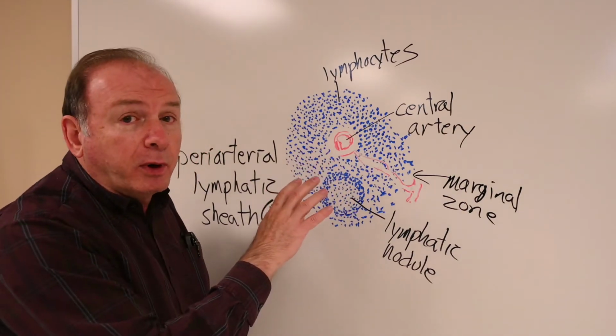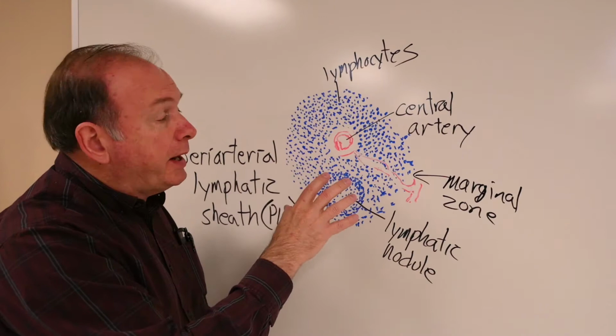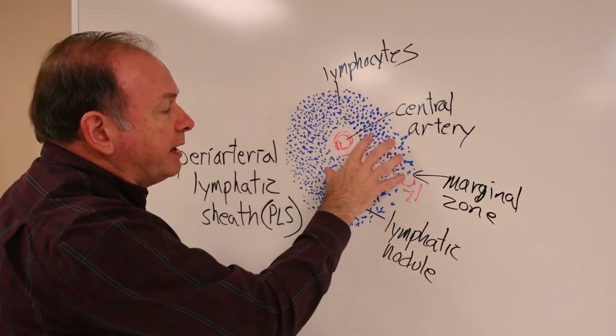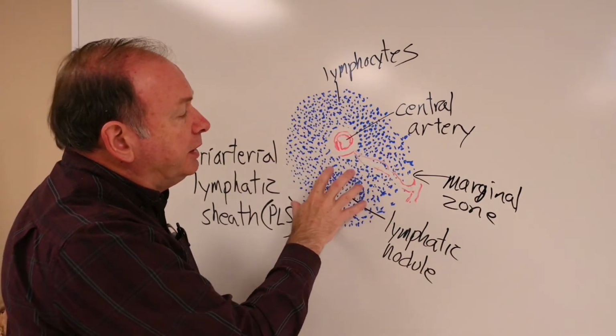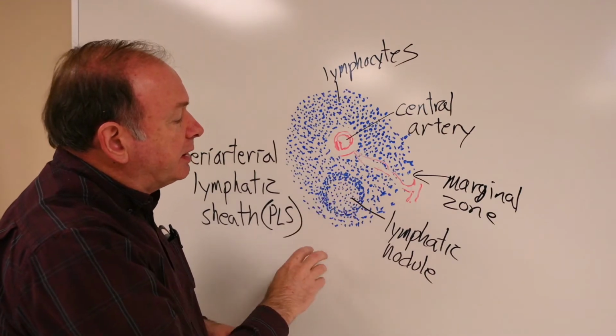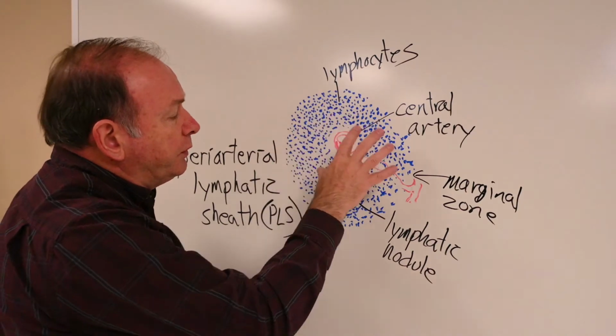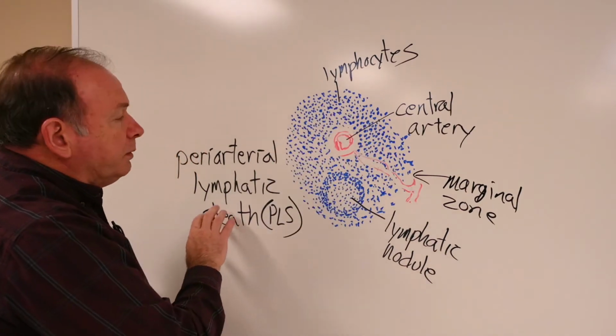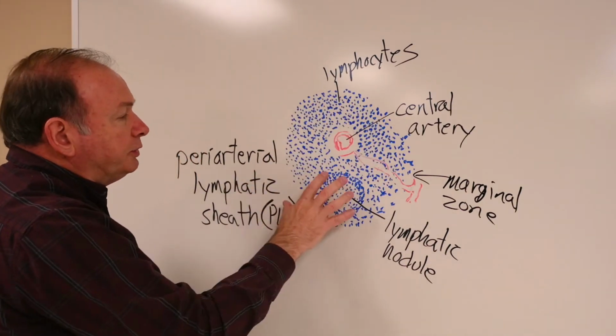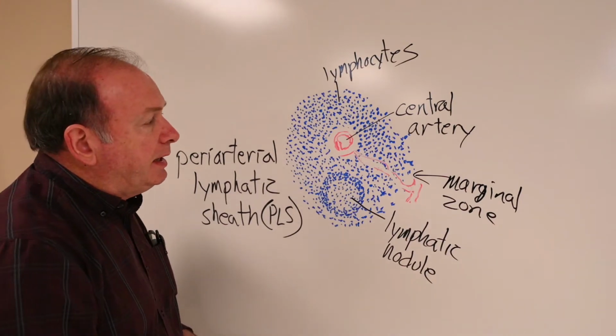This is what we'll look for under the microscope in lab to define white pulp. We'll be looking for central arteries surrounded by masses of white blood cells, these lymphocytes in dense aggregations, and we'll see those lymphatic nodules within that. So those few things are what we'll look for there. We'll know it as white pulp, and we'll describe it as the periarterial lymphatic sheath.